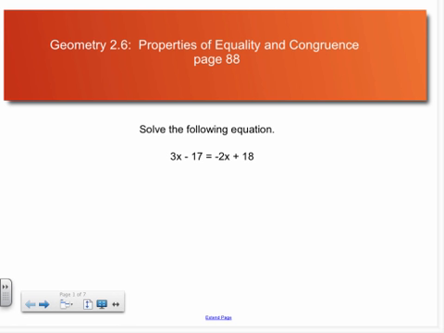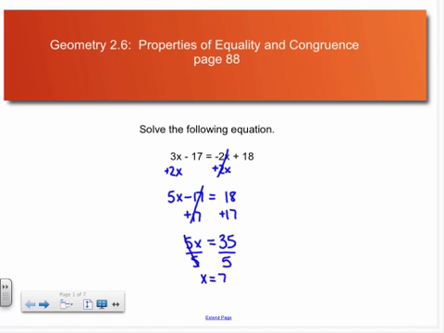So we have the equation 3x minus 17 equals negative 2x plus 18. To solve it, we want to start by getting the like terms together. We'll start by adding 2x to both sides. Then we're left with 5x minus 17 equals 18. Negative 17 and 18 are like terms, so we'll add 17 to both sides to cancel the negative 17 and get 5x by itself. Then we have 5x equals 35. Finally, dividing by 5 on both sides leaves us with x equals 7.